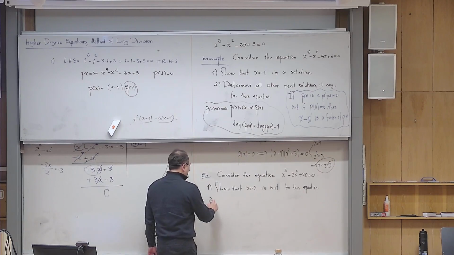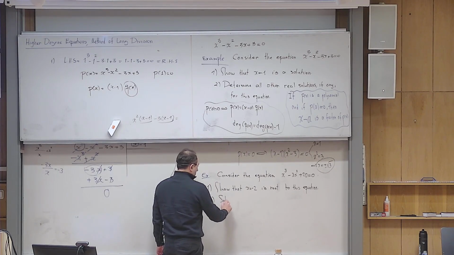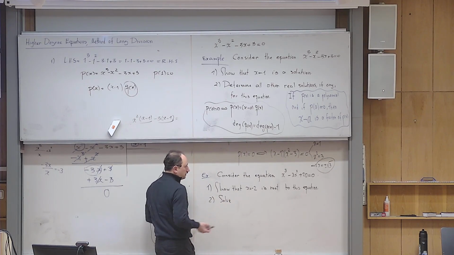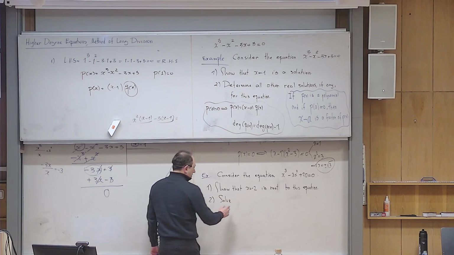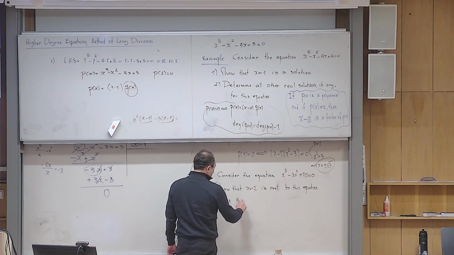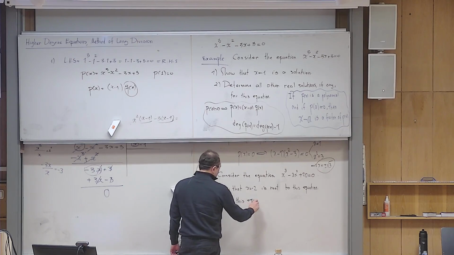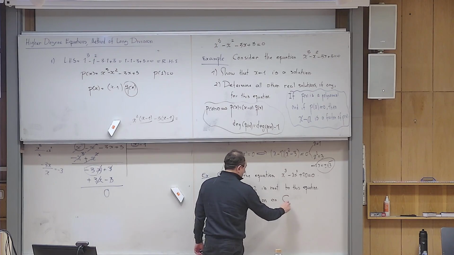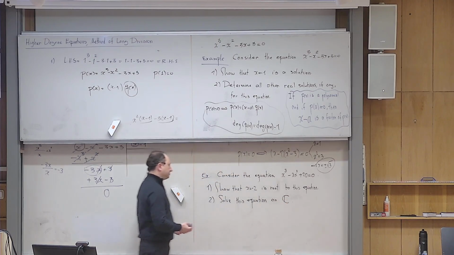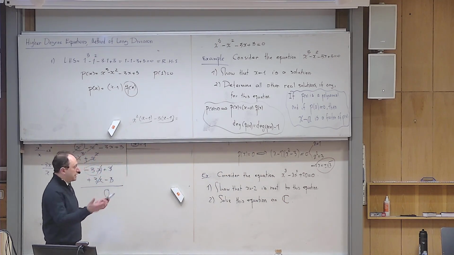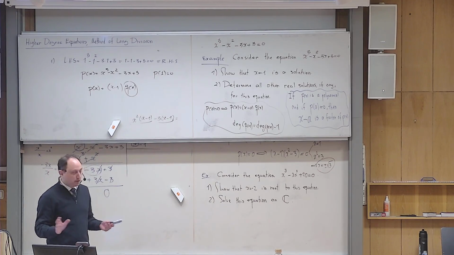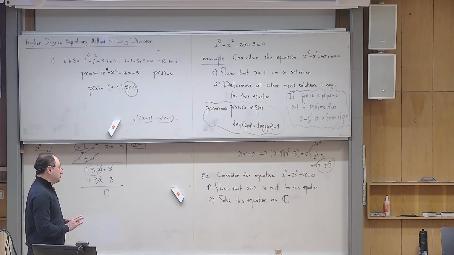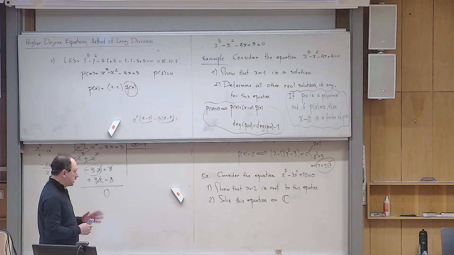Solve this equation on the complex numbers. When I say solve, I mean find all of the solutions. Solve this equation on the set of complex numbers. Of course, it might happen that all the solutions are real, it doesn't matter. But in case some solutions are complex numbers, I don't want you to avoid them, I want you to contain them.